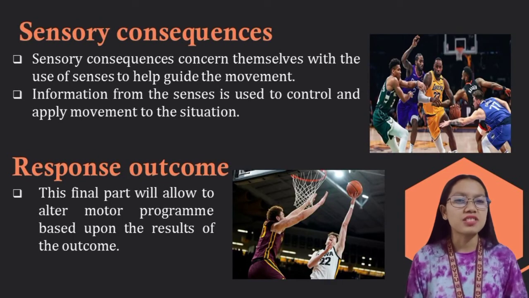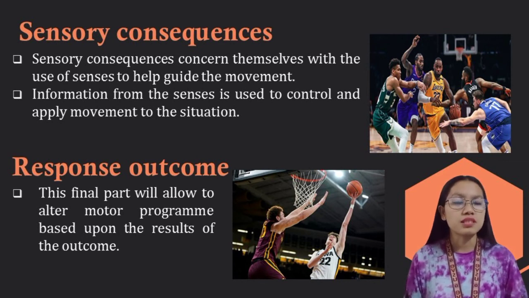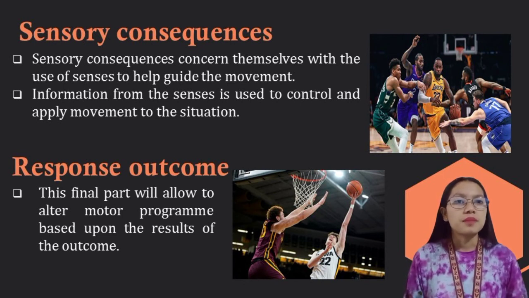The next is the sensory consequences. Sensory consequences concern themselves with the use of senses to help guide the movement. So information from the senses is used to control and apply the movement to the situation. The player gathers information to help adjust the response. Example, the player senses how far away the other player is and how the pass feels. Then lastly, response outcome. This final part will allow altering the motor program based upon the result of the outcome. So the player receives information on the success of the skill. Example, the pass is successful and the player recognizes this.